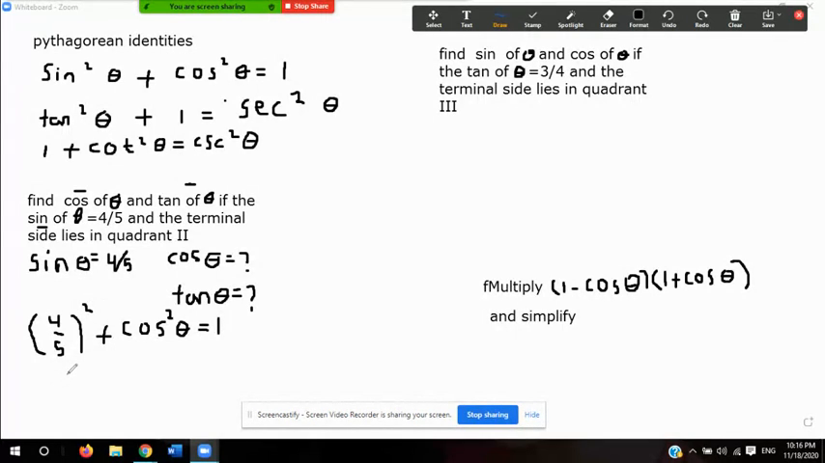4/5 squared is 16/25, because 4 times 4 is 16, and 5 times 5 is 25. So I have 16/25 plus the cosine squared, which is what I'm looking for.